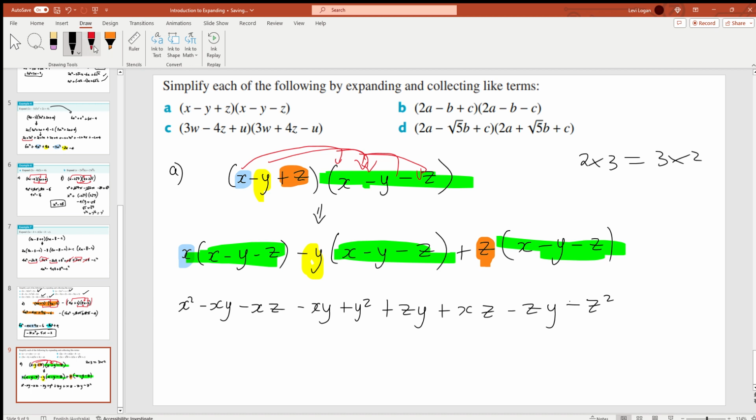Okay, so now we're going to look for like terms. So that's a like term with that, and that's about it. What else can we have? We've got this. That's a like term there. That can cancel out because that's positive and that's negative. What else do we have? That can cancel with that, and all we're left with is pretty much that. So what we have is x squared plus y squared minus 2xy and minus z squared. That's it. So that's what you get for A.